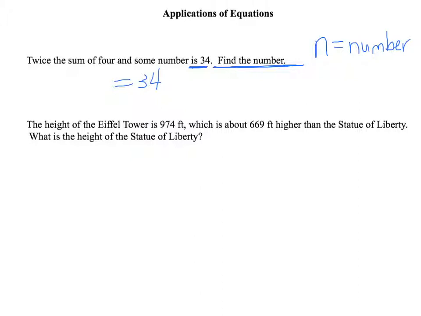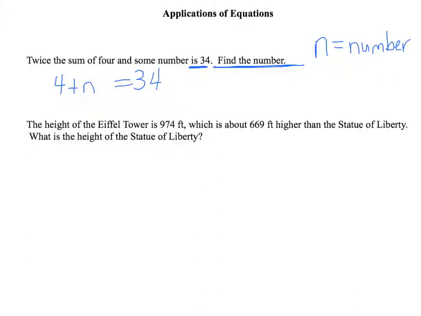There we go. So then I know that I have the sum of 4 and some number. So the sum of 4 and some number is 4 plus n. Remember, because sum means add. Sum means addition.